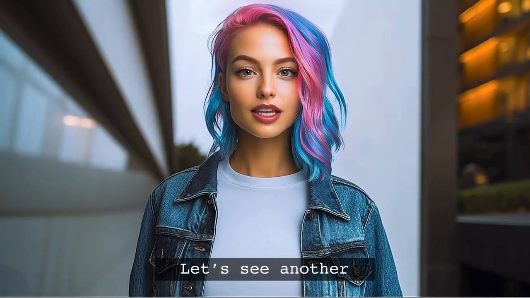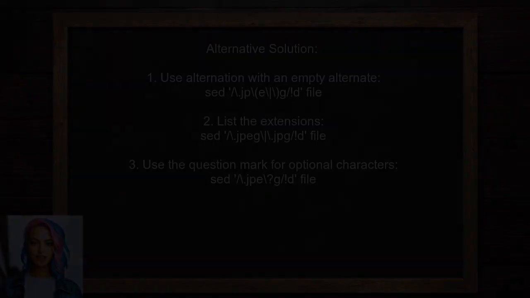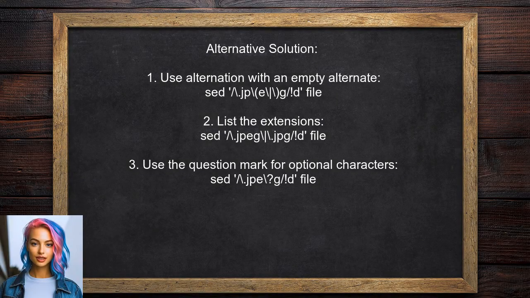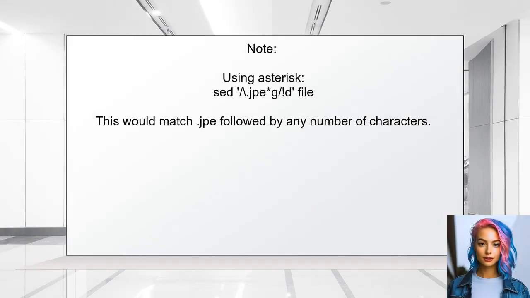Let's see another perspective. An alternative solution from another user suggests using sed with alternation. They recommend the command that includes an empty alternate, which allows matching both JPG and .jpeg. You can also use a simpler version that lists the extensions directly. Additionally, remember that the asterisk matches 0 or more characters, so using sed with an asterisk could match unexpected patterns.